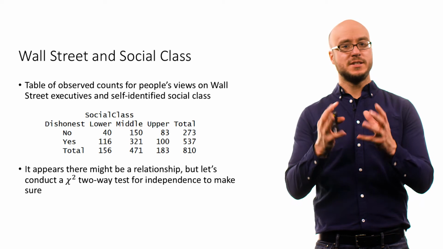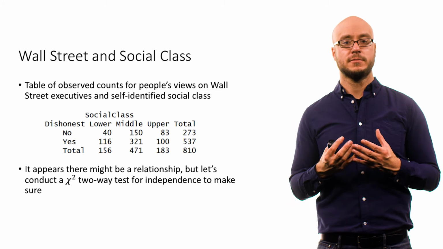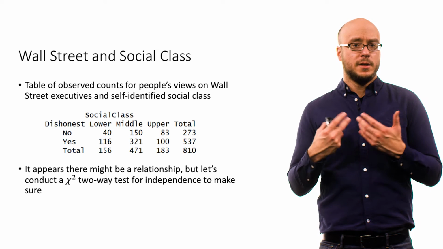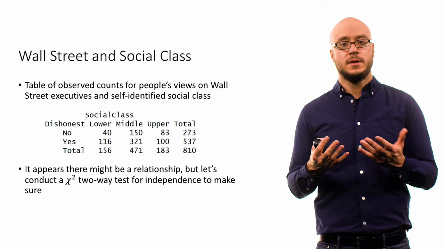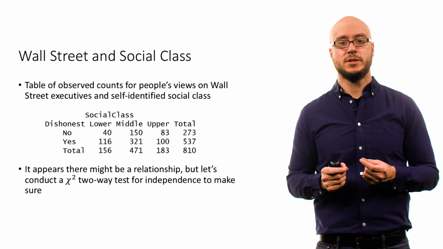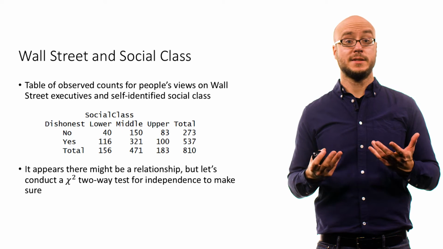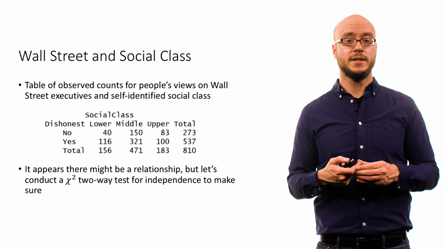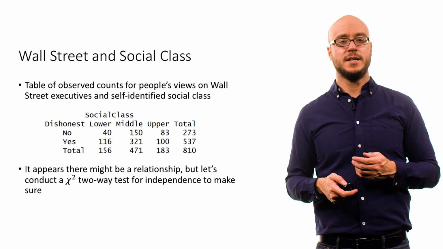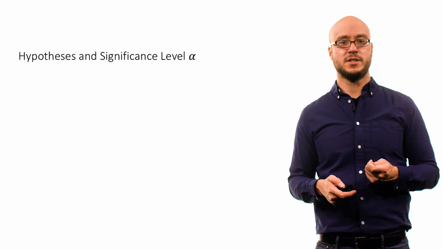What we want to know is, this is a random sample from the population. Right? Maybe we just got a weird sample, just an outlying sample. So we want to know, in the population, is this evidence that there's a relationship between social class and people's views of Wall Street executives? So let's conduct a chi-square two-way test for independence just to make sure.